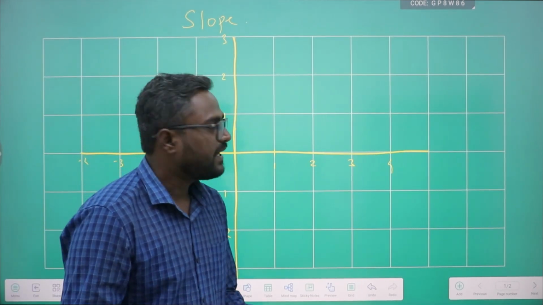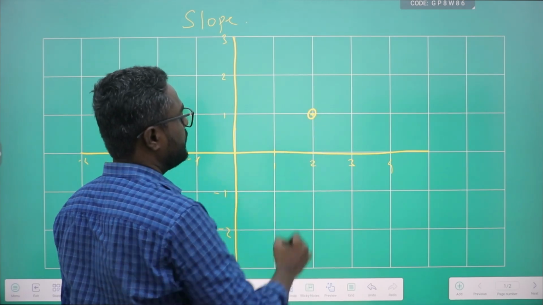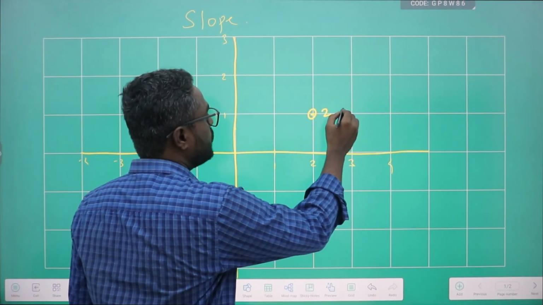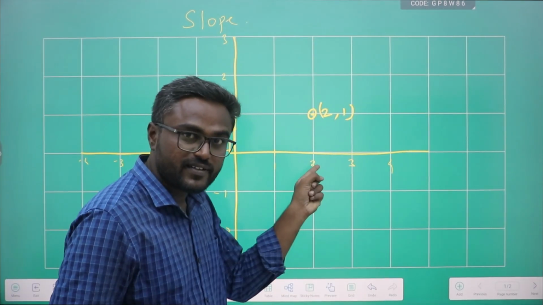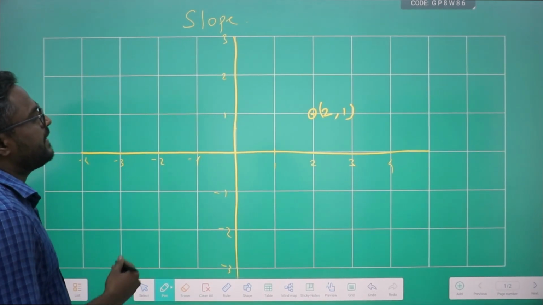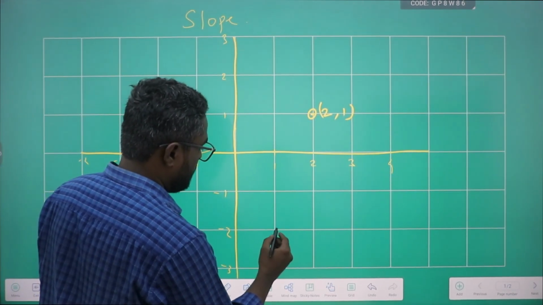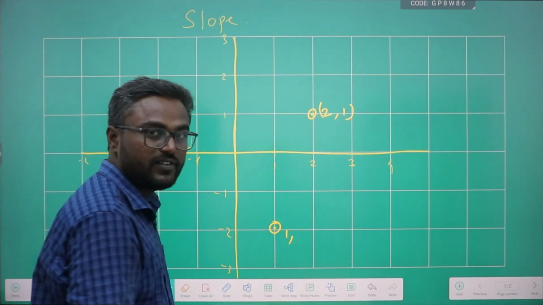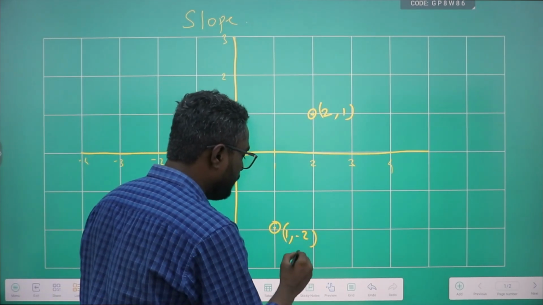Now I am going to take a point which connects. Let's say this is a point over here. Now what we are going to do? We are going to write it as (2, 1). Always remember, we write the x coordinate first and then the y coordinate next. Now I will be taking another point, let me take this point. The first is going to be the x coordinate, which is 1. The second is going to be the y coordinate, which is negative 2.